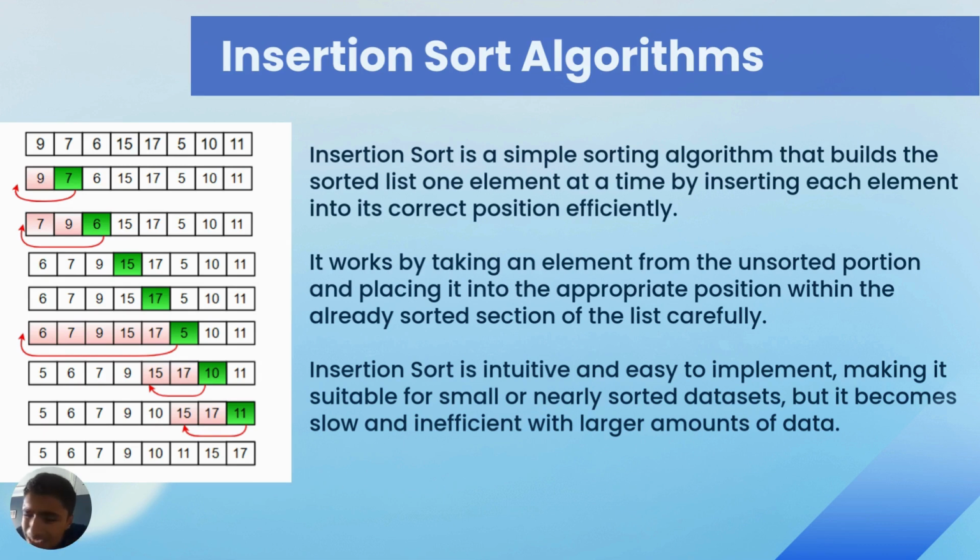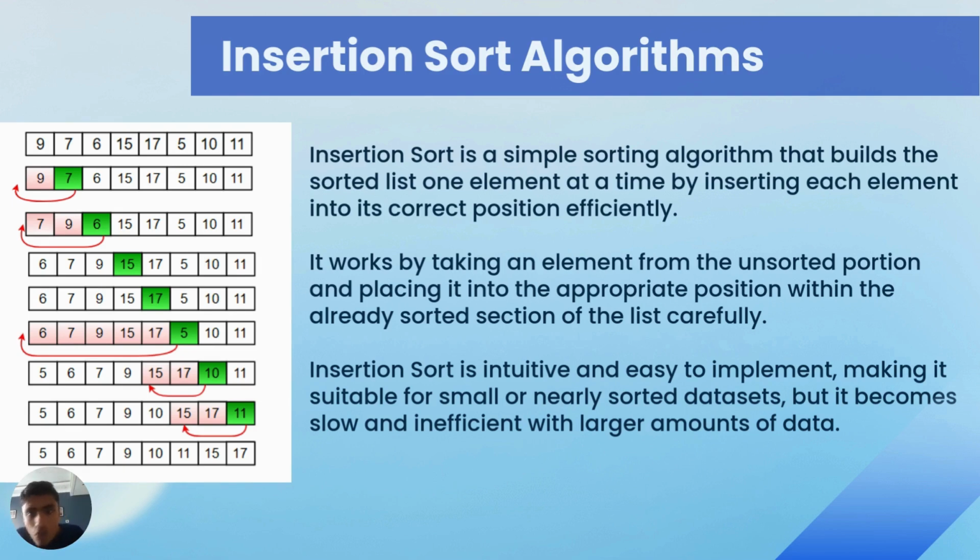list remains unsorted. The algorithm then takes the next element from the unsorted selection and compares it with the elements in the sorted selection, shifting larger elements one position to the right to make space for the new element. This process continues until the element is inserted into its correct position.